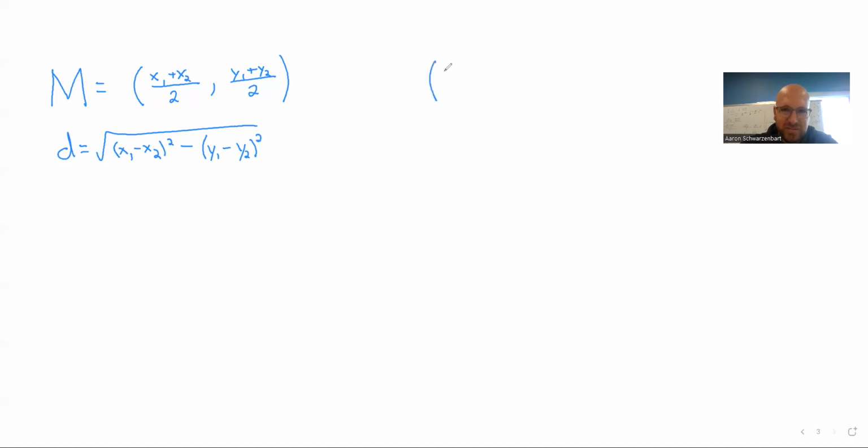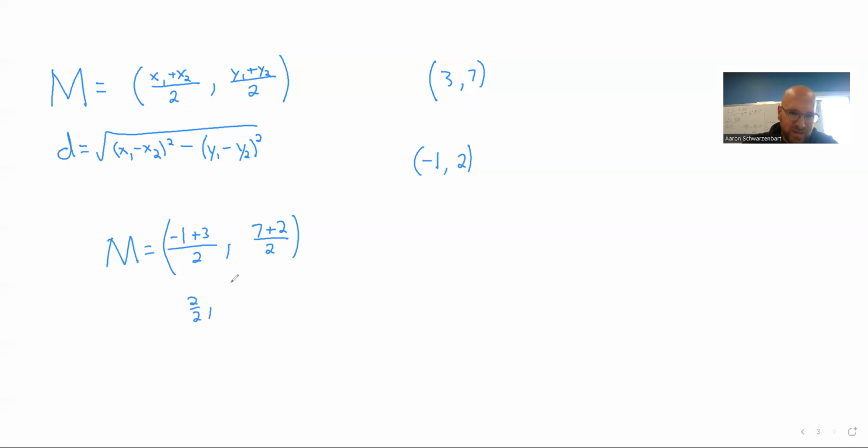So here's 2 points. If I want to find the midpoint, I do add the x's. -1 plus 3 over 2. 7 plus 2 over 2. And I get -1 plus 3 is 2, 2 over 2. And 7 plus 2 is 9 over 2.